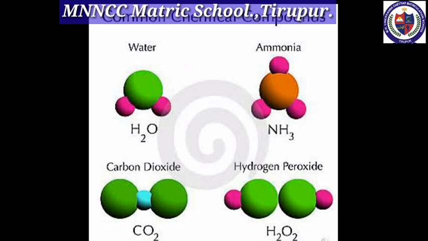In ammonia, 3 hydrogen atoms combined with 1 nitrogen atom to form an ammonia molecule. In carbon dioxide, 1 carbon atom is combined with 2 oxygen atoms to form a molecule. In hydrogen peroxide, 2 hydrogen atoms combined with 2 oxygen atoms to form a molecule.